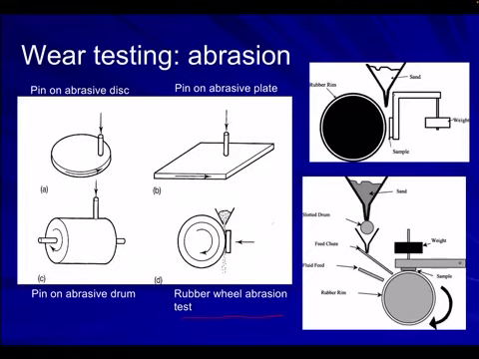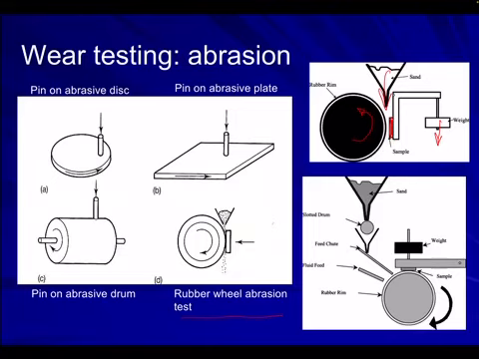So with a rubber wheel abrasion test, you've got a sample here, and you've got sand that comes through at a certain rate. The rate is determined. You've got a weight that you apply, and then your rubber wheel turns at a certain speed. And you do the test. You weigh the sample beforehand, and you also weigh it afterwards, and you do it for a certain amount of time.